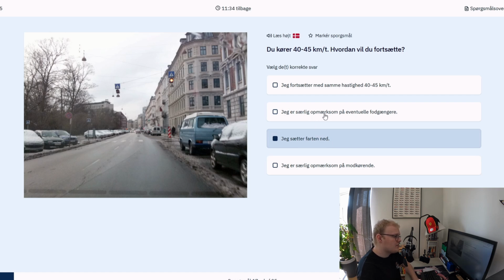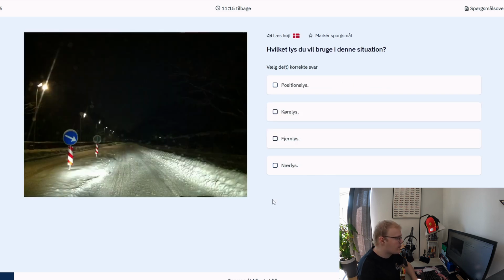I'm especially observant of eventual, possible pedestrians. I continue with 40 to 45. No, I wouldn't say that, especially because it seems to be bad conditions on the road and I'm on a motorcycle. I'm especially observant of the oncoming traffic. No, there is no reason to be. This is terrifying on a motorcycle if you don't drive in this.